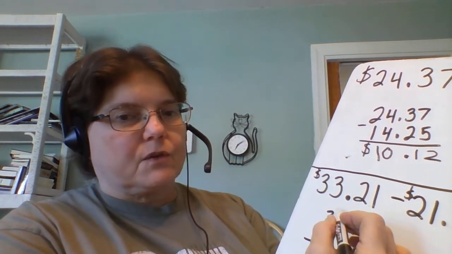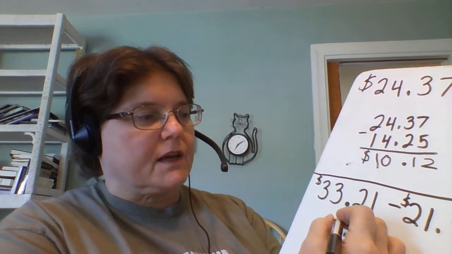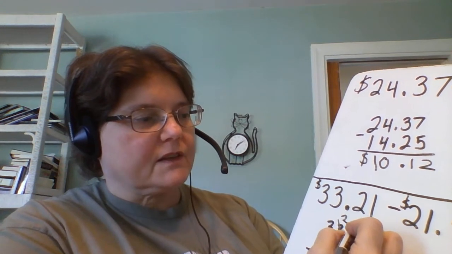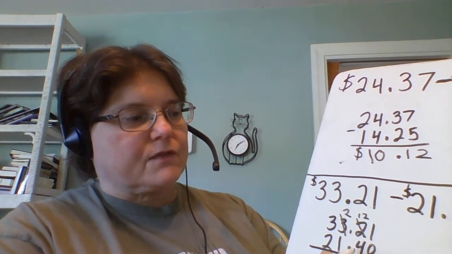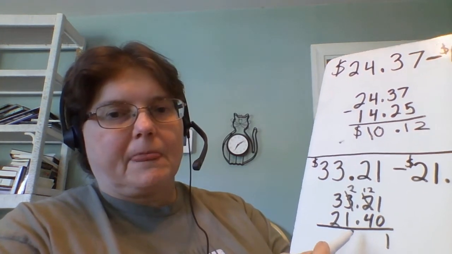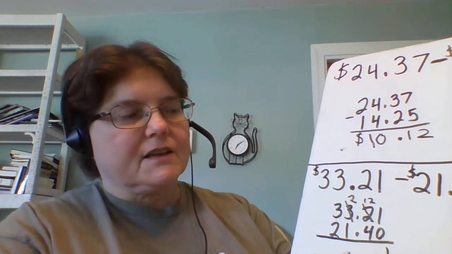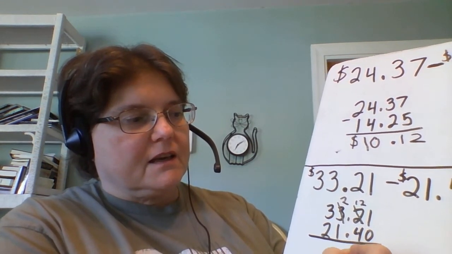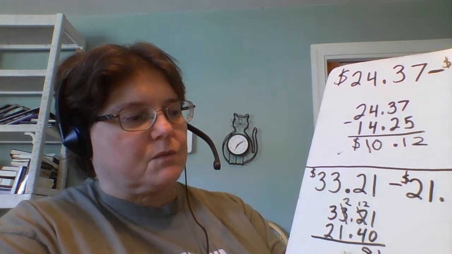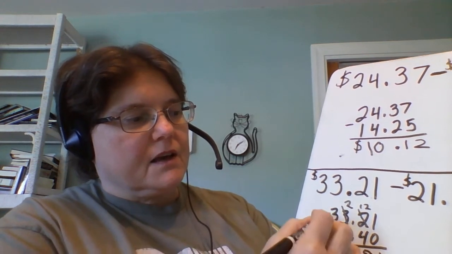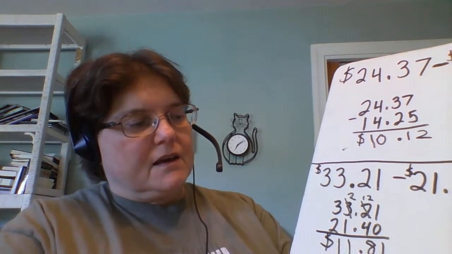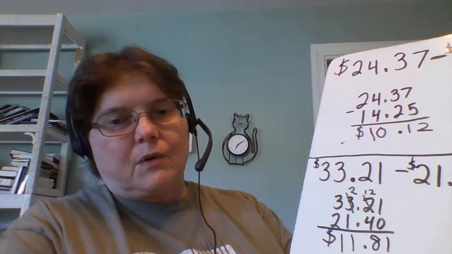I'm going to go over here to the ones place and cross off a 3, make that a 2, and this 2 becomes 12. Now it's 12 minus 4. You see how I did that? Which is 8. Then I have my decimal point. Now I have 2 left here, minus 1 is 1. And 3 minus 2 is 1. And I put my dollar sign. $11.81.